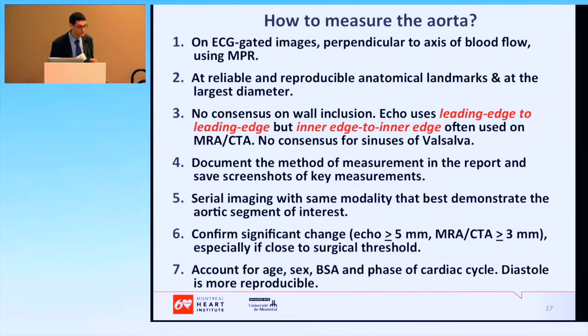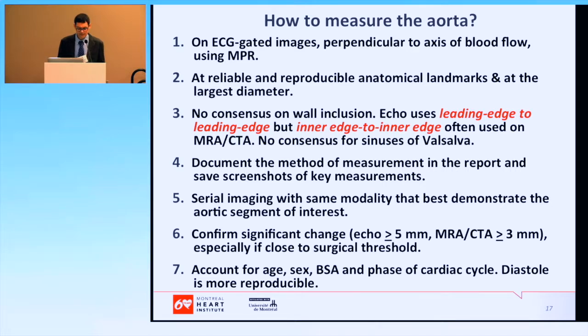So a few key points about how to measure the aorta. It should be done on ECG-gated images, which is usually not the case of the regular CT scan. They should be perpendicular to the axis of blood flow. They should use multiplanar reconstruction. They should be done at reliable and reproducible anatomical landmarks at the largest diameter.